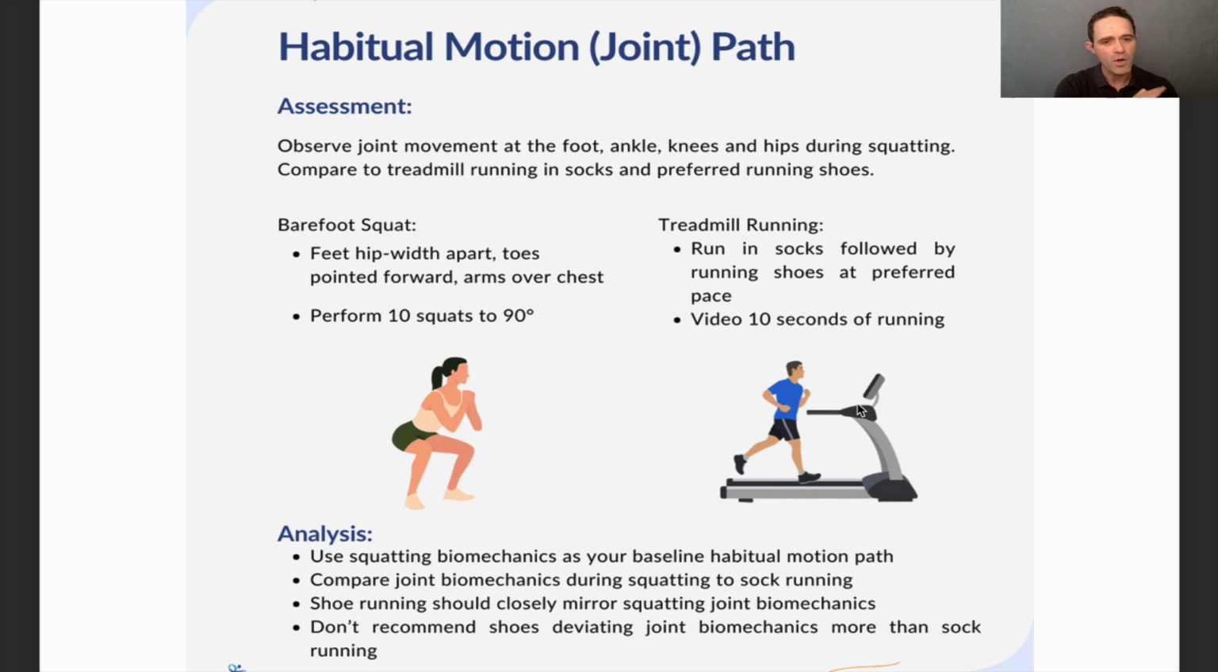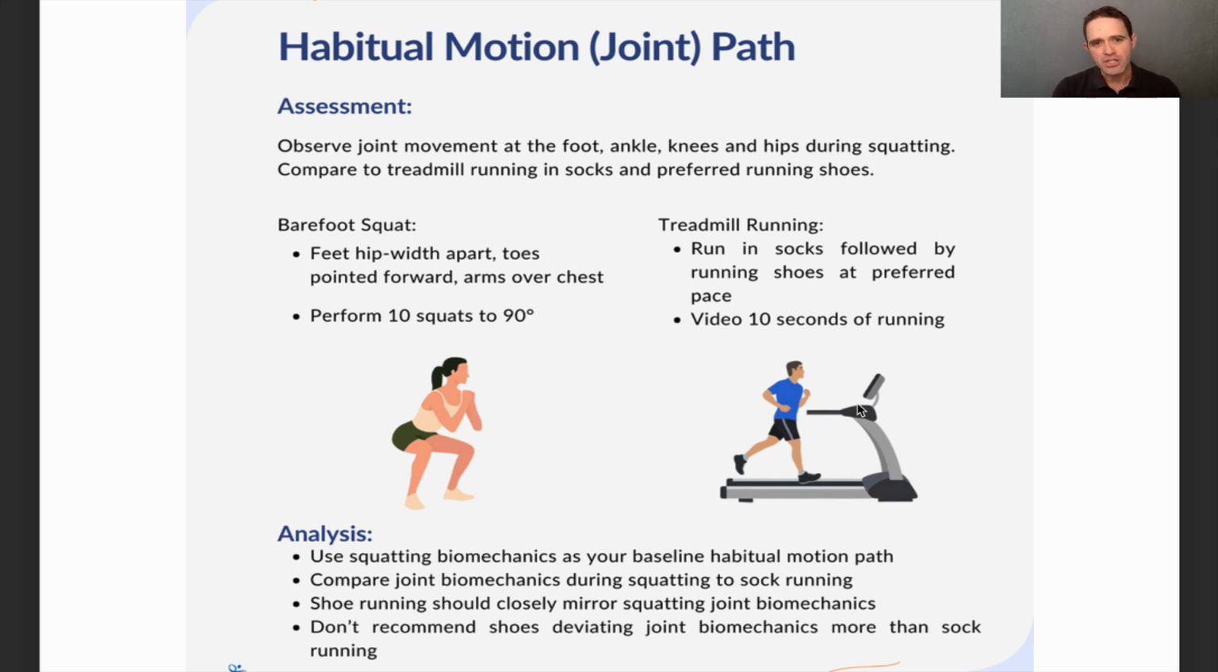Even more, we want to rule out shoes that are deviating joint biomechanics more than the sock running. So if the sock running deviates from the squatting, well, okay, we know they're highly deviating. However, if the shoe deviates even more than the sock running, then that is a big problem. So again, we want to get shoes that are going to mimic the barefoot squat.